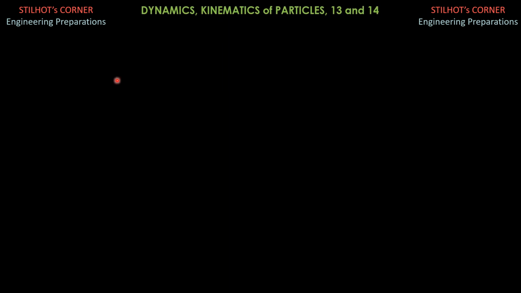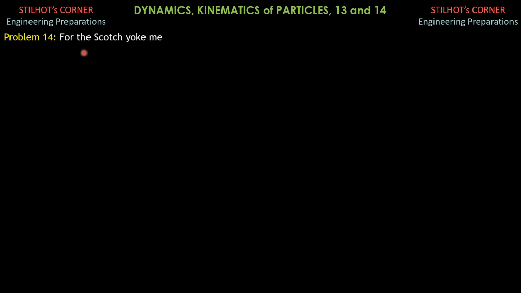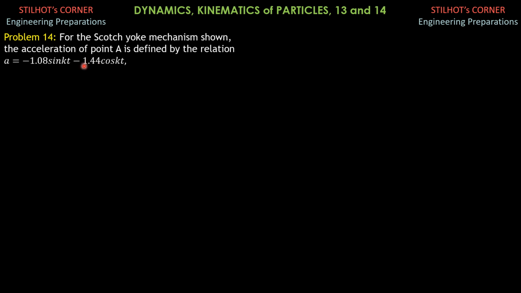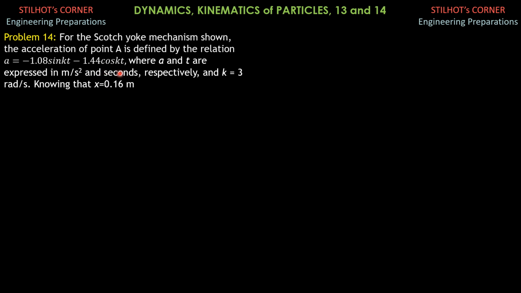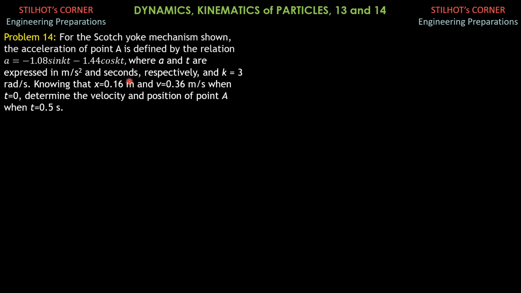So problem 14. For the Scotch-Yoke mechanism shown, the acceleration of point A is defined by the relation a is negative 1.08 sine kt minus 1.44 cosine kt, where a and t are expressed in meters per second squared and seconds respectively, and k is 3 radians per second. Knowing that x is 0.16 meter and v is 0.36 meter per second when t is 0, determine the velocity and position of point A when t is 0.5 second.